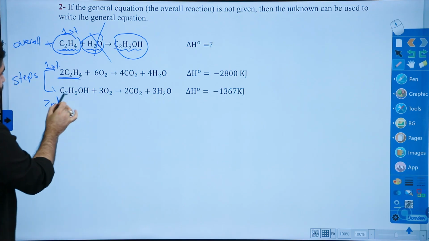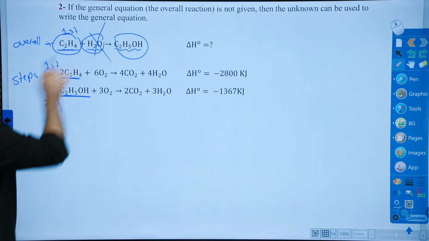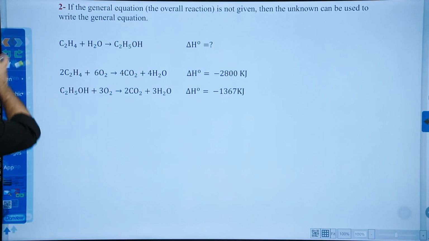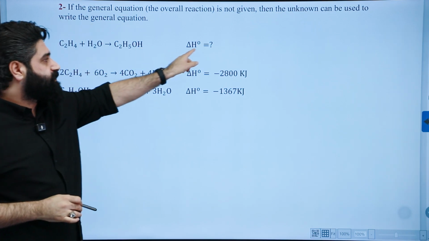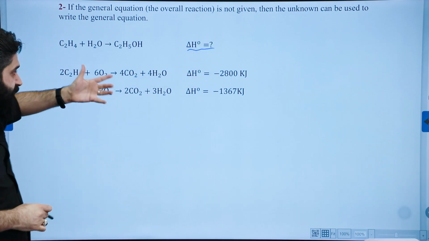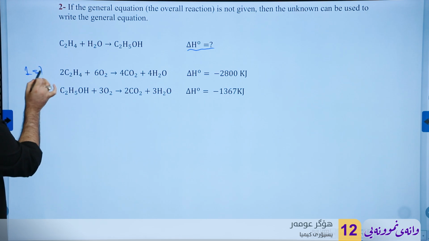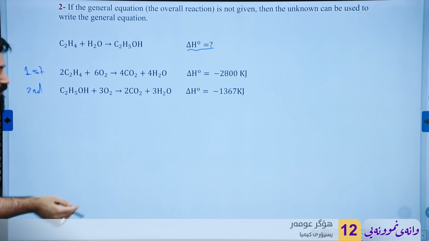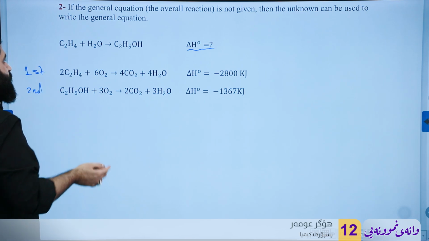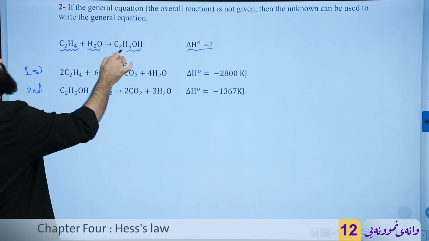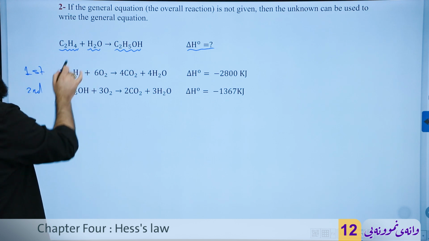C2H5OH, it's in the second step. Again, I'll repeat this. This is the overall for the sake of the unknown. Good. Then we have the steps here: first step and second step, or first intermediate. Then try to find out the whole substances from the overall into the steps.